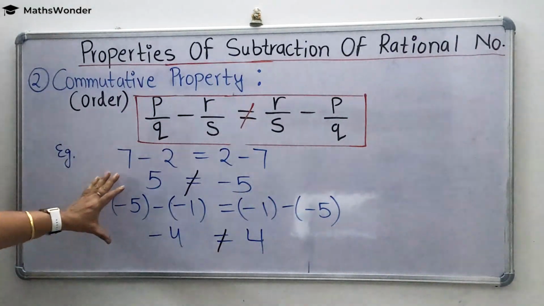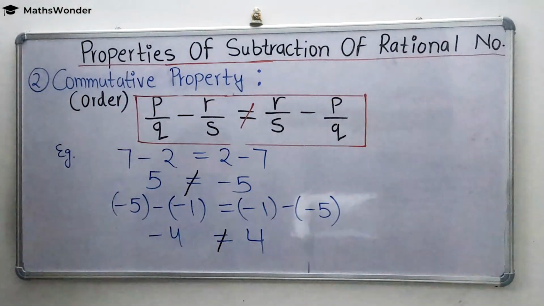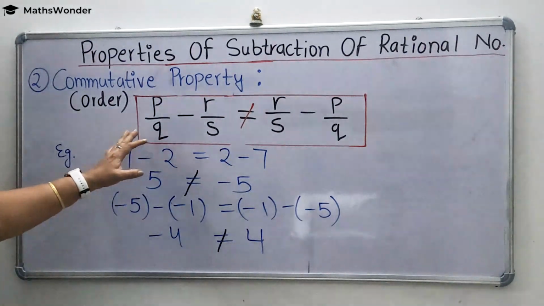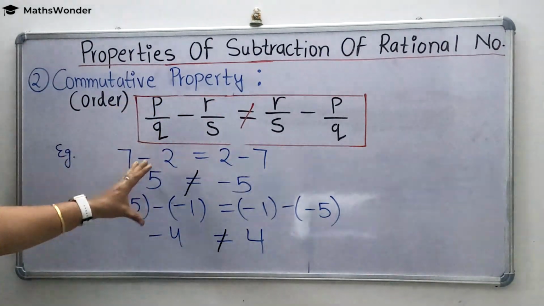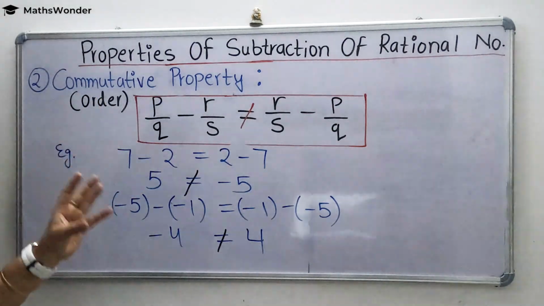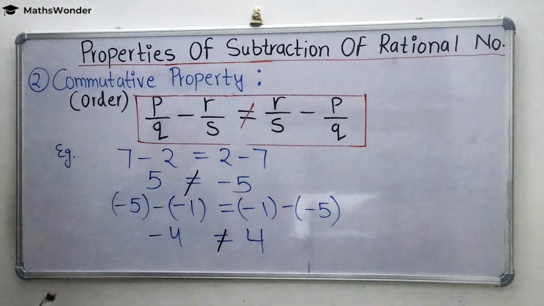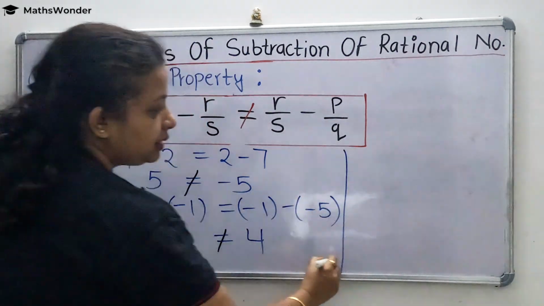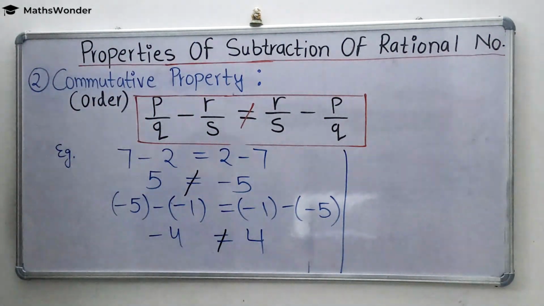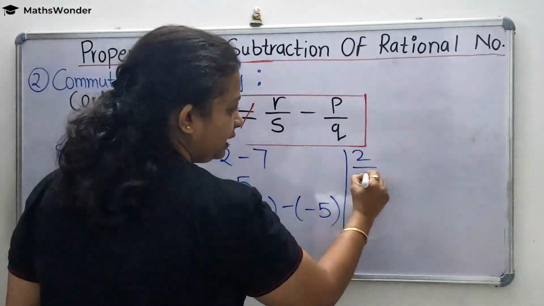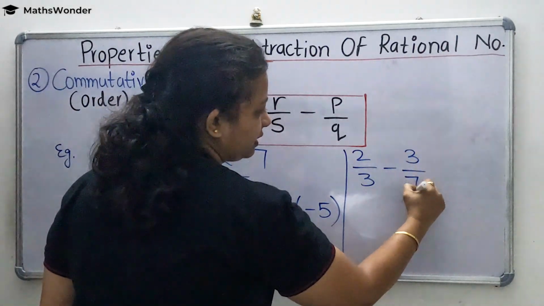Answer will change. So when you change the order, definitely your answer will change. So subtraction is not commutative for natural numbers. Subtraction is not commutative for the integers. Subtraction is not commutative for the rational numbers. So this property will not work in any number system. Take the rational number example, 2 over 3 minus 3 over 7.